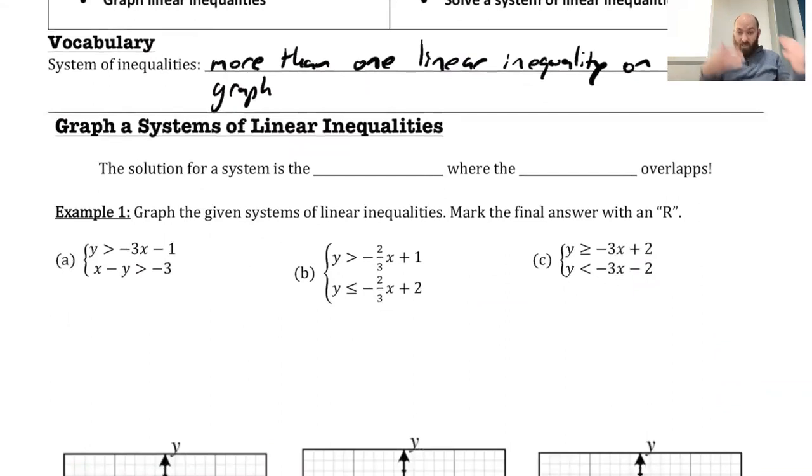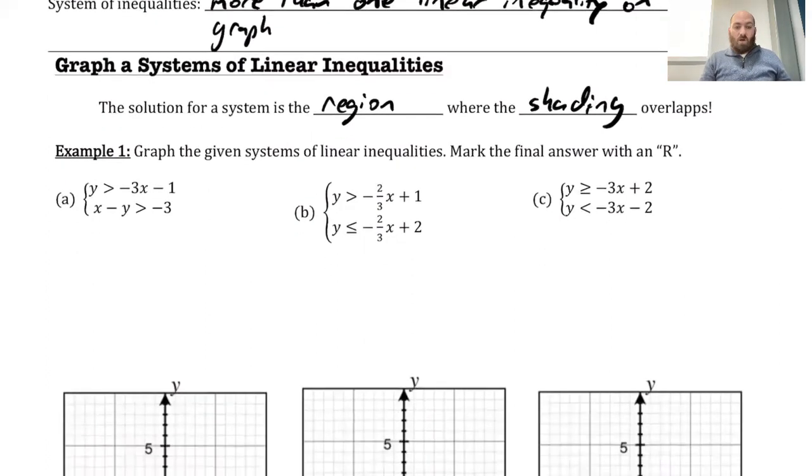So we look at this. Just like we did before, we did a shaded region for just a single linear inequality. We got one line and we're shading below or shading above the line. Here, we're going to have more than one line on there. So that means that the solution is the region where the shading overlaps. It's kind of like when we did our compound inequalities. When we did an and statement, we had shaded regions going opposite directions, so there's overlapping there. Kind of the same thing happens here.